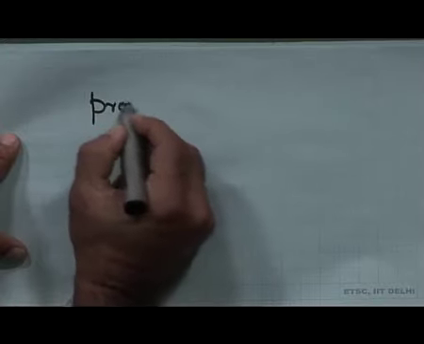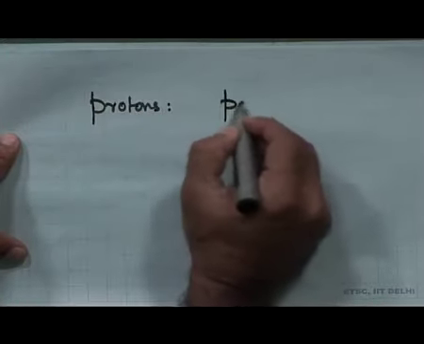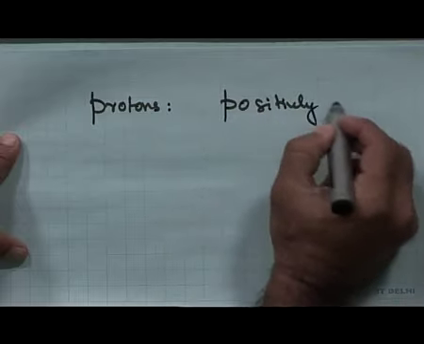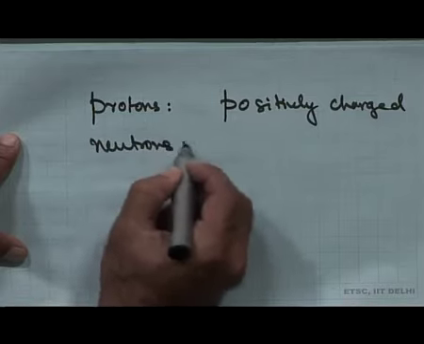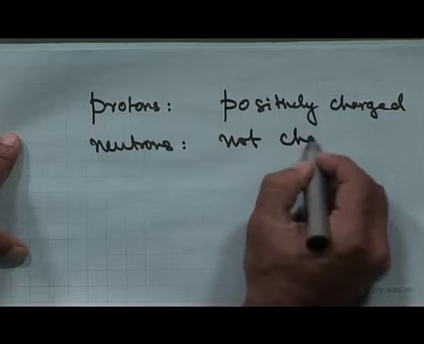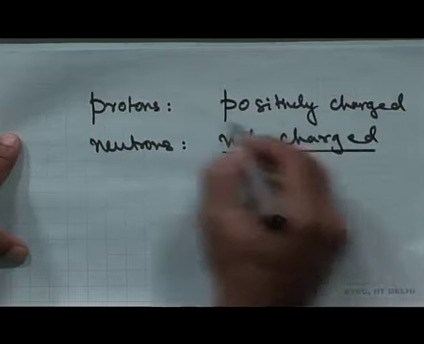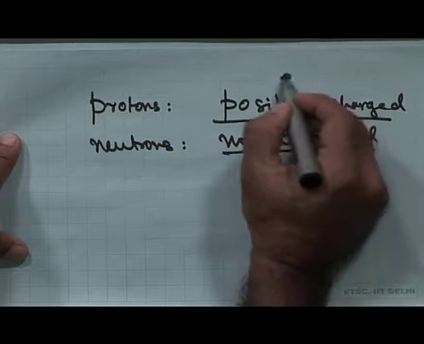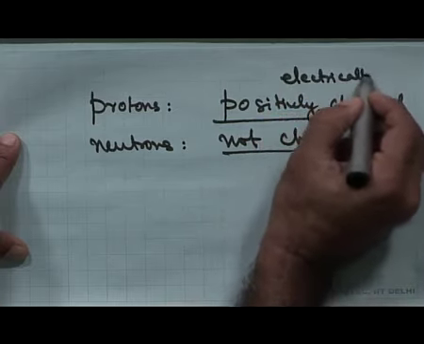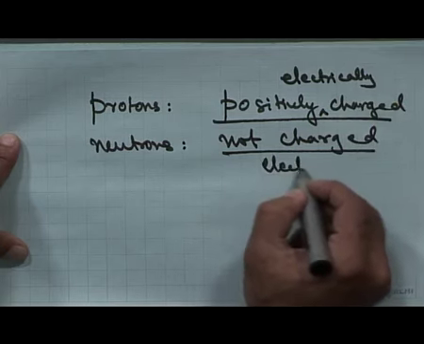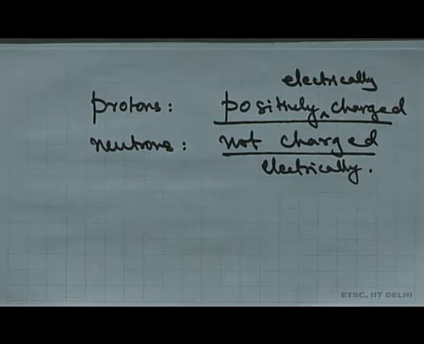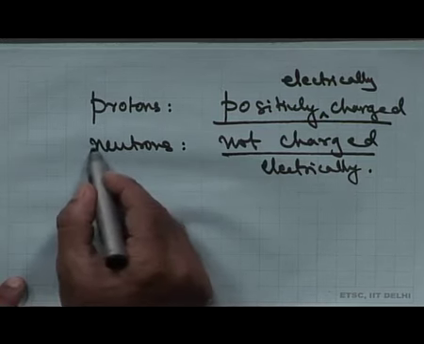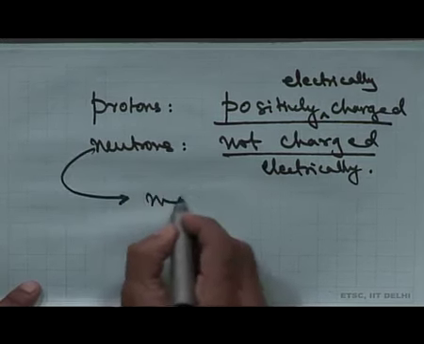So if you remember, my protons are positively charged and neutrons not charged. In fact, I can be very, very careful: positively electrically charged, not charged electrically. I will tell you why I am using the word. Its electric charge is 0. That is what we have. For your information, although the neutron is not electrically charged, it has a magnetic moment.